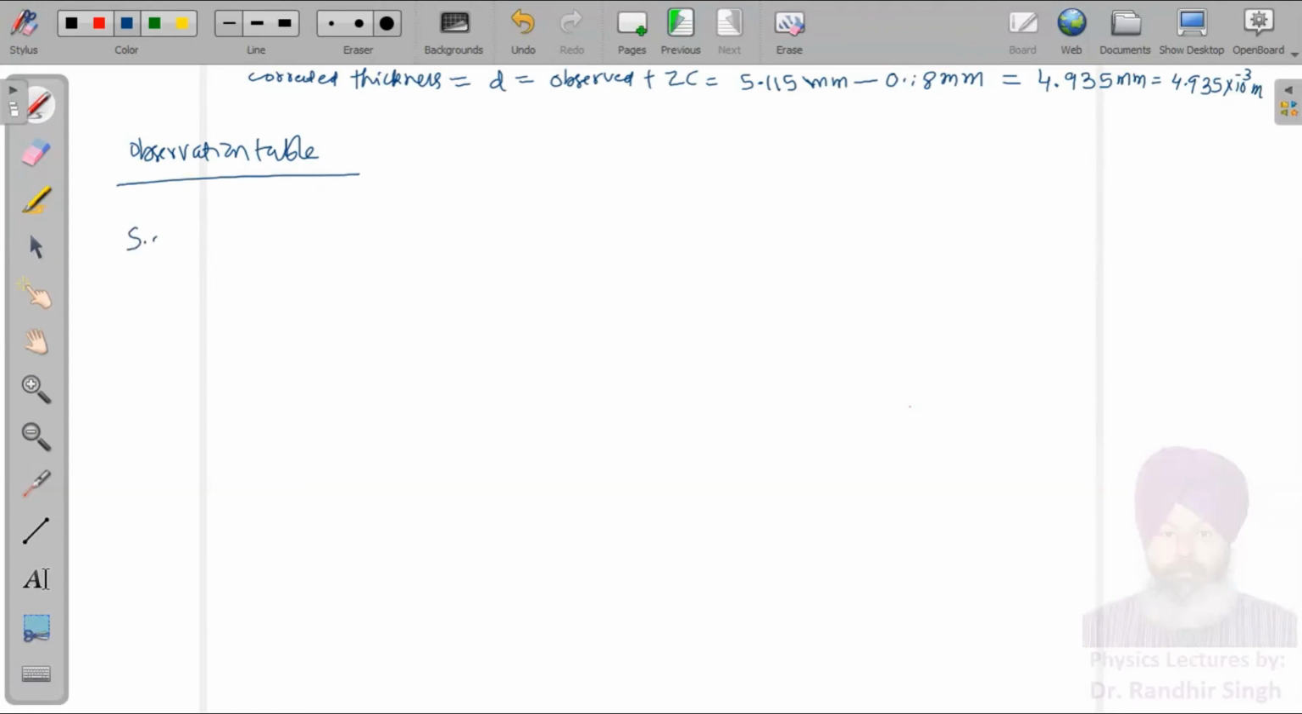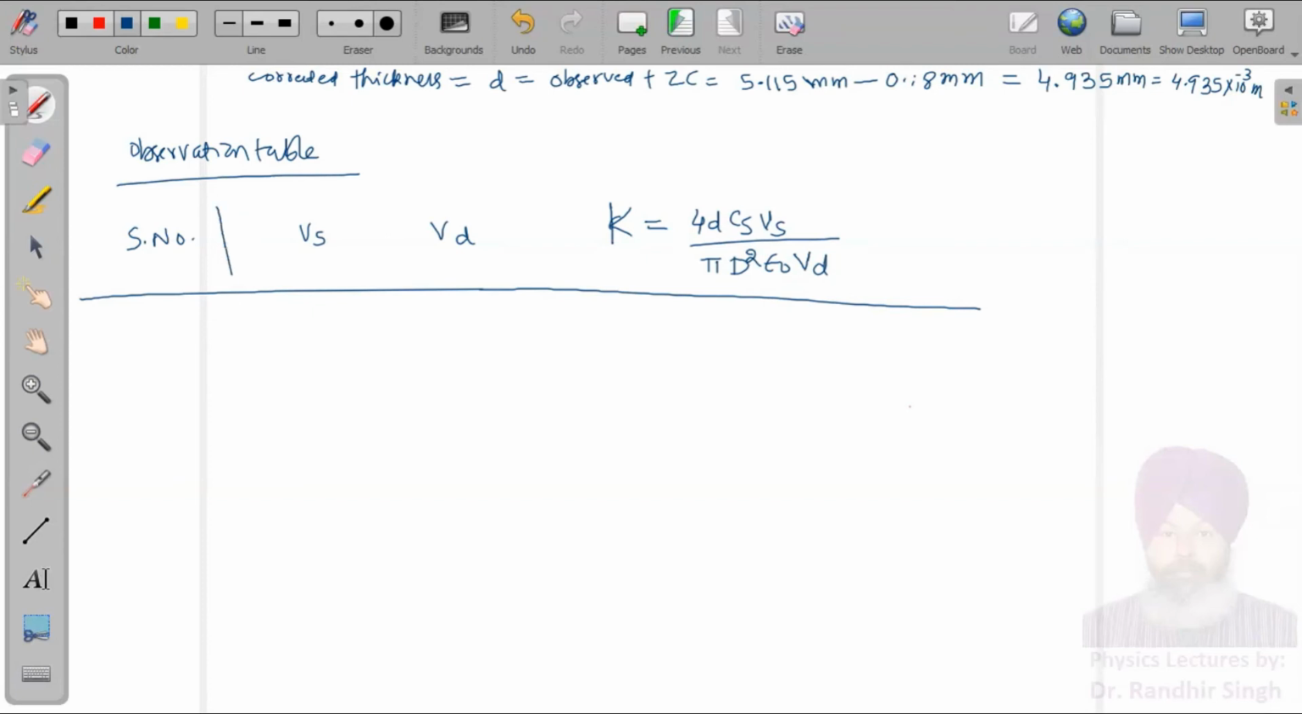Serial number will be there. After that, there will be one value of Vs, one value of Vd, Cs, and the dielectric constant K, which will be equal to 4 D Cs Vs upon pi capital D square epsilon naught Vd. So we will note down all these readings and then find the mean value of dielectric constant K. Let us go for this.